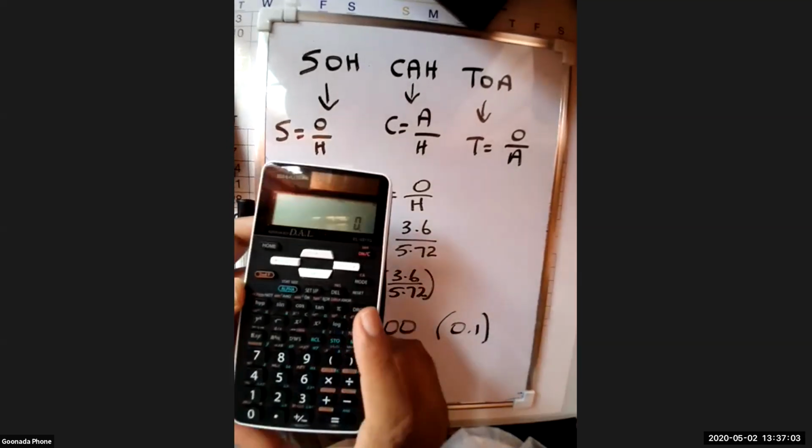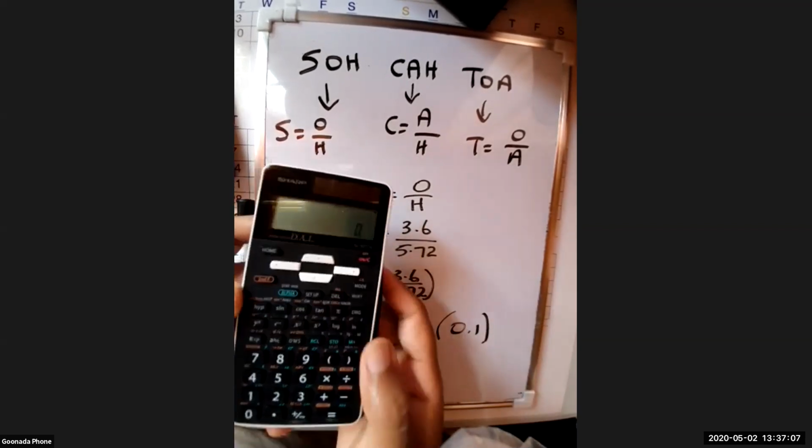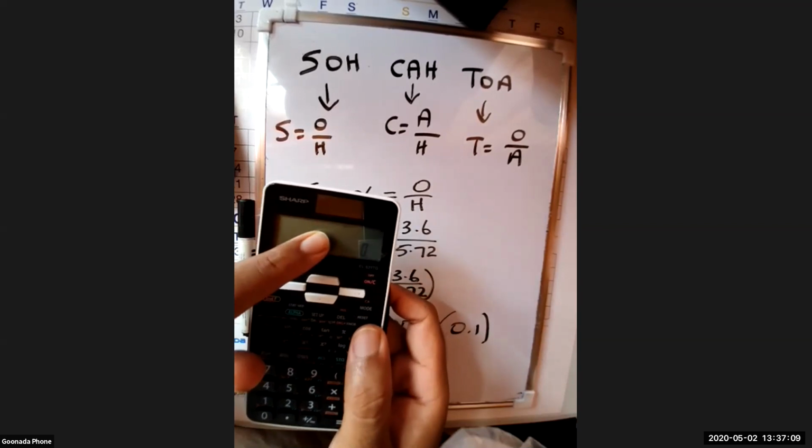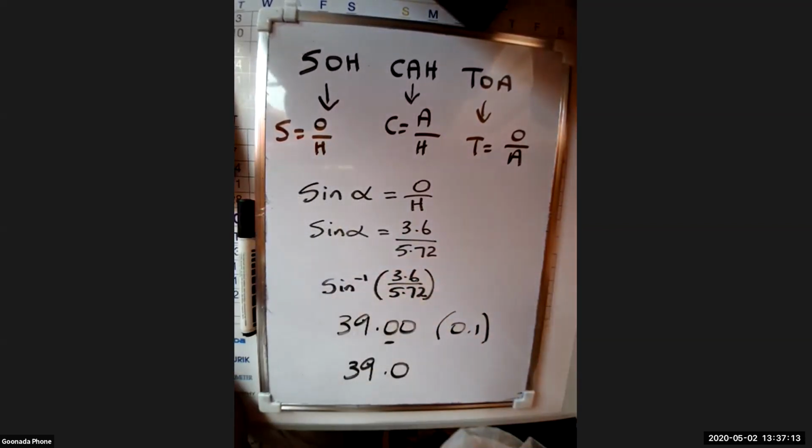So you're seeing this DRG button here on your calculator? Yeah. You need to press it until you see DEG come up on the top. Okay. Right, and now try it and see if you get the same answer. Okay.